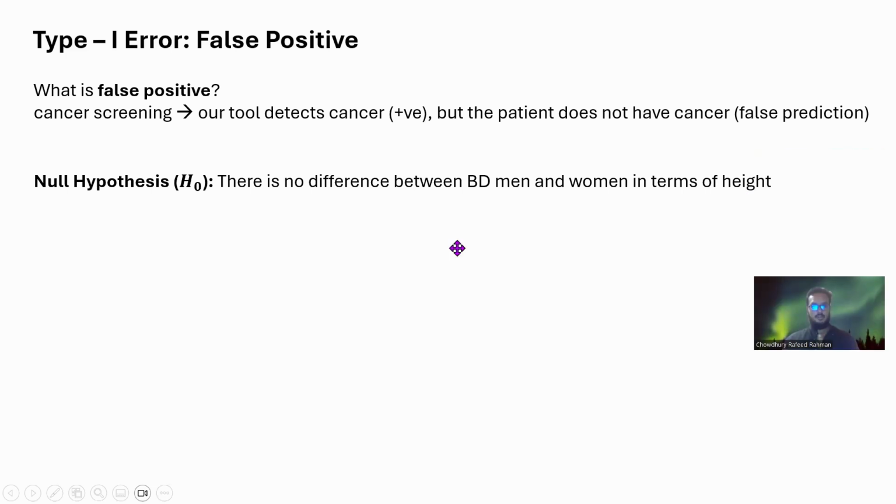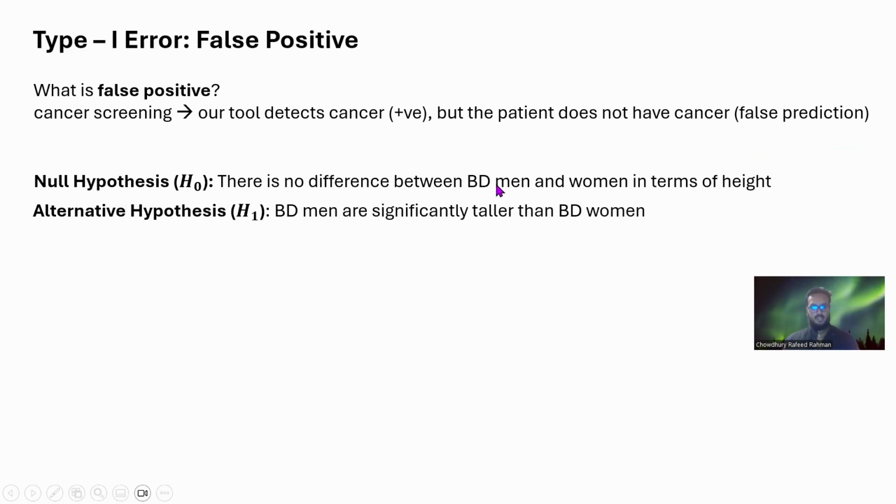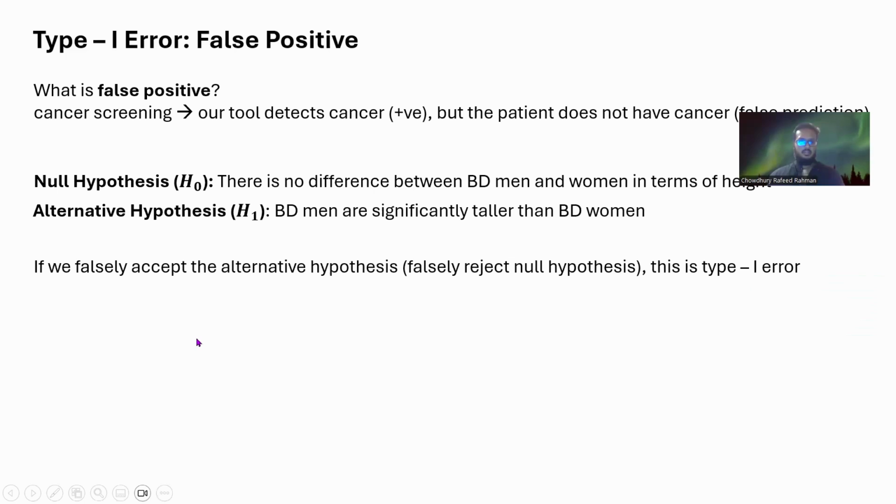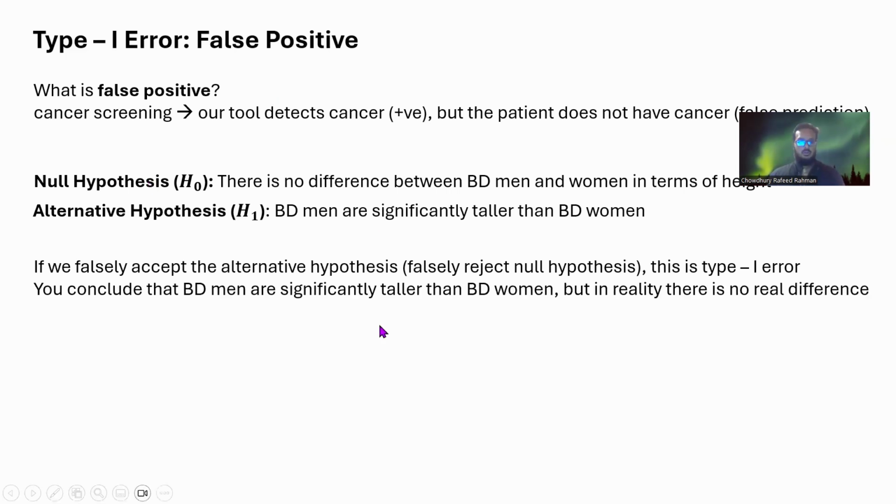For example, let's talk about the same example, the height difference between BD men and women. Again, we have this alternate hypothesis that BD men are significantly taller than BD women. If we falsely accept the alternate hypothesis, H1, that means we say that BD men are indeed significantly taller than BD women, then this is a type 1 error. That means we are falsely accepting H1, which means we are falsely rejecting the null hypothesis. So the basic thing is, whenever you falsely reject the null hypothesis, it is going to be a false positive.